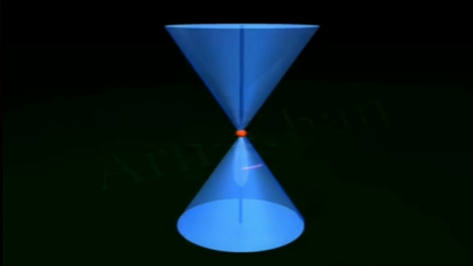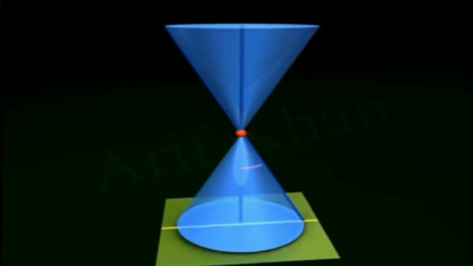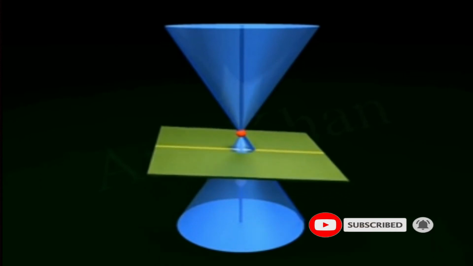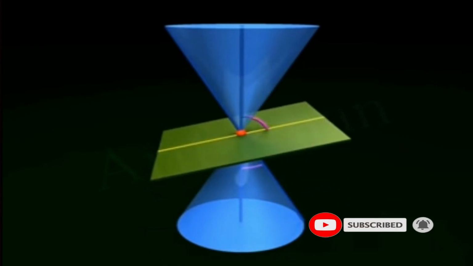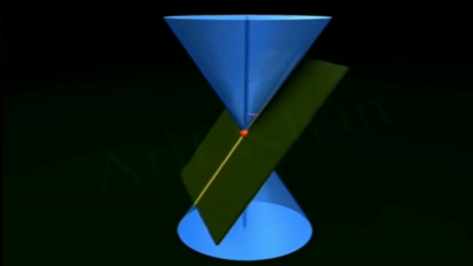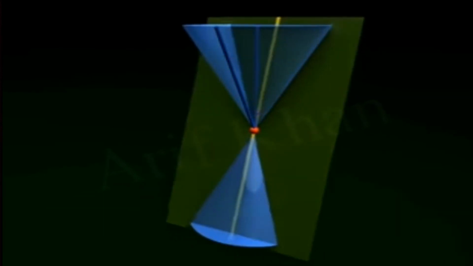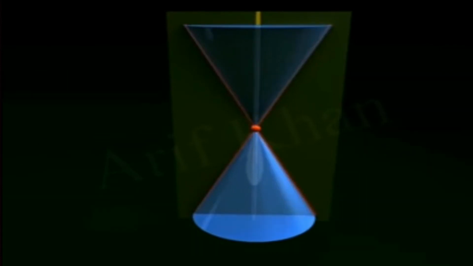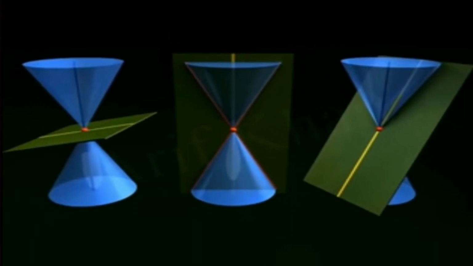Degenerate conics. If the plane intersects the double right circular cone at its vertex, the ellipse becomes a point, the parabola becomes a line, and the hyperbola becomes two intersecting lines. These are known as degenerate conics.